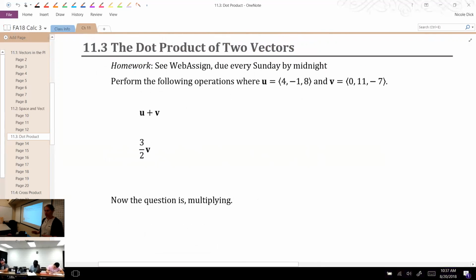Okay. And the homework that's due this week, I'll double check to make sure it's all posted just fine, but it'll go over both this section and the next one. So all the dot product, cross product stuff should be on this week's homework.